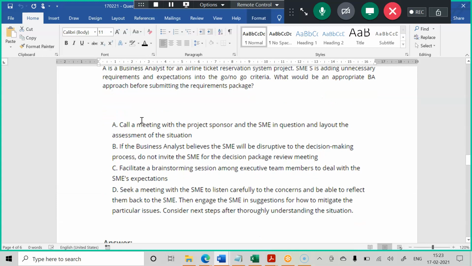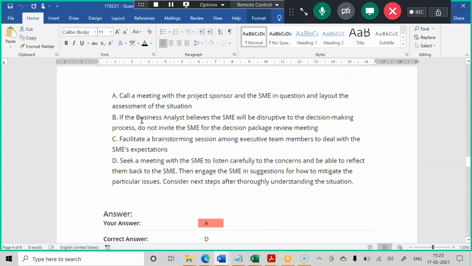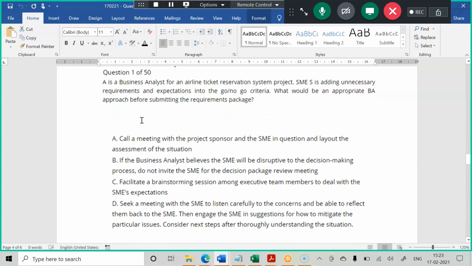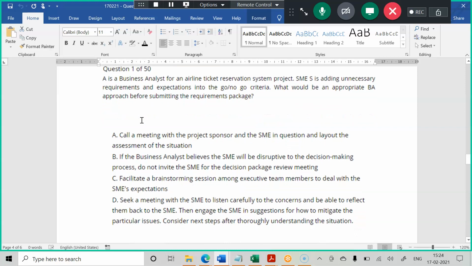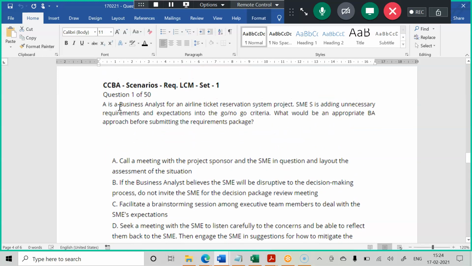Then there is the question: what would be an appropriate BA approach before submitting the requirements package? In this particular question, somebody is adding unnecessary requirements. If you look at option A, it is an escalation from the beginning. There is this particular stakeholder who is continuously and unnecessarily adding requirements. But what you have to do as a BA is not escalate, or call your sponsor immediately and then call the SME also and say, hey, you're adding too many requirements unnecessarily. You don't do that.